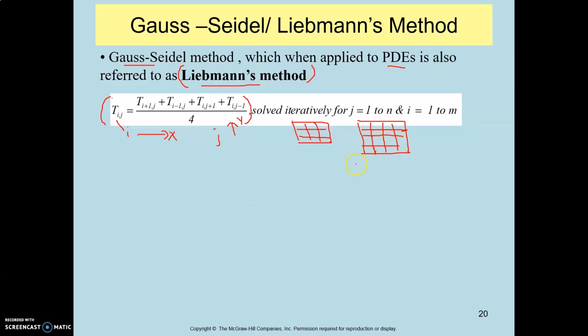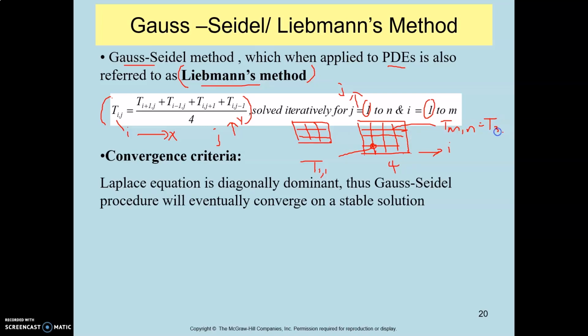So for this case, your i is here, and your j will be here. You want to find the temperature distribution from (1, 1), where i is 1 and j is 1, to (m, n). In this case, it will be (3, 3).